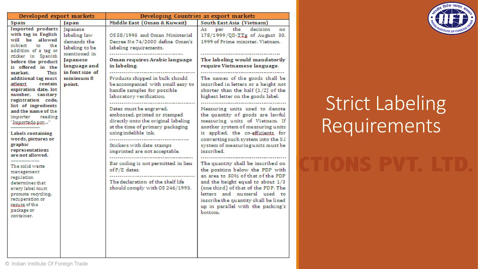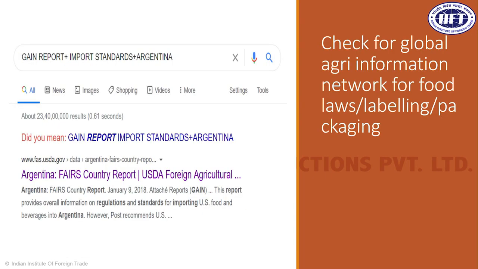You'll be surprised, friends, every country has its own labeling laws. And where you can find them is, go to Google, just type GAIN report, which is Global Agri Information Network. Just type GAIN plus import standards plus the name of the country where you want to know the standard. You'll get all the packaging standards, labeling standards, the nutritional labeling, organic products, everything in the GAIN reports, which are very easily Googled.